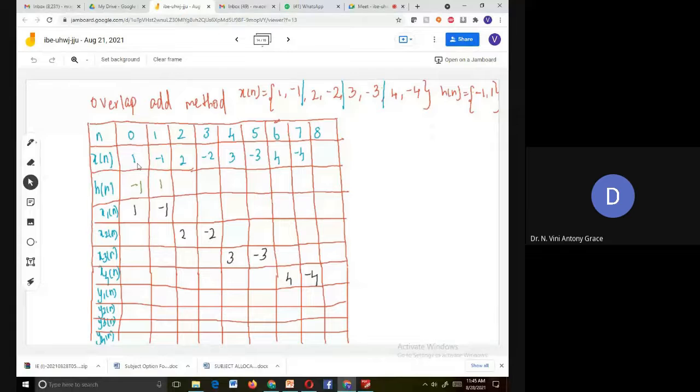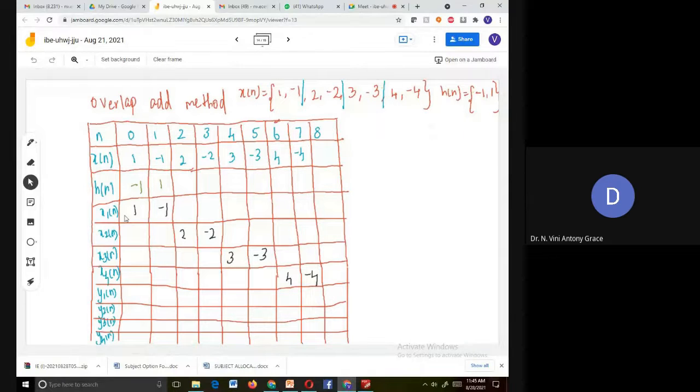n. X of n is 1, minus 1, 2, minus 2, 3, minus 3, 4, minus 4. Also we have written h of n in the third row, which is minus 1 and 1. Next, what we have done, we have sectioned x of n into 4 two-sample sequences, and we have represented it as x1 of n, x2 of n, x3 of n, and x4 of n.